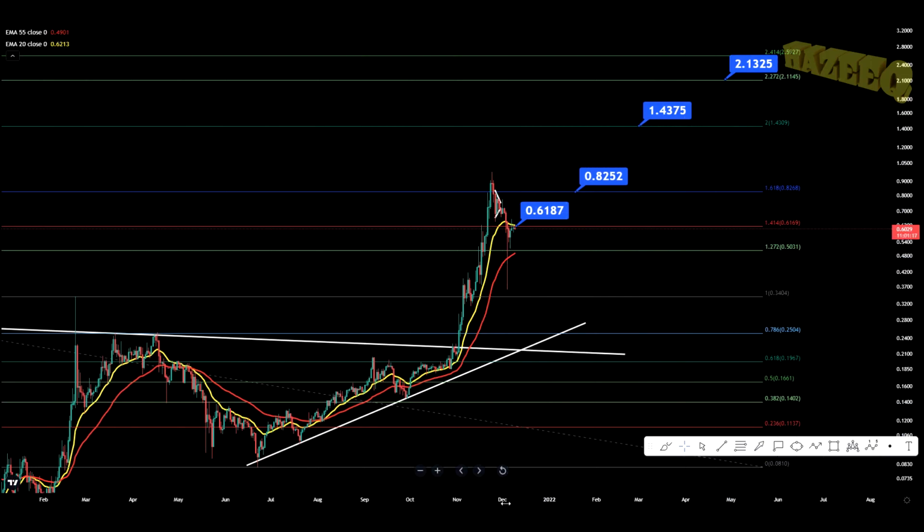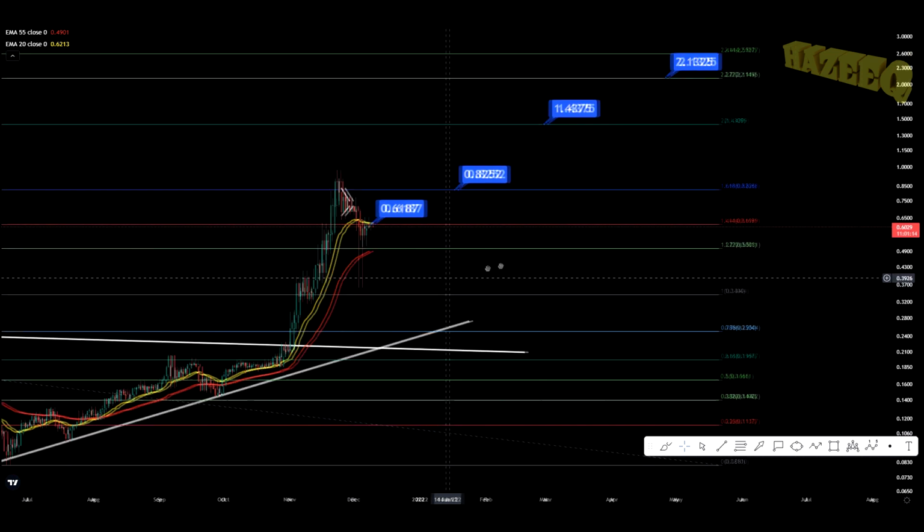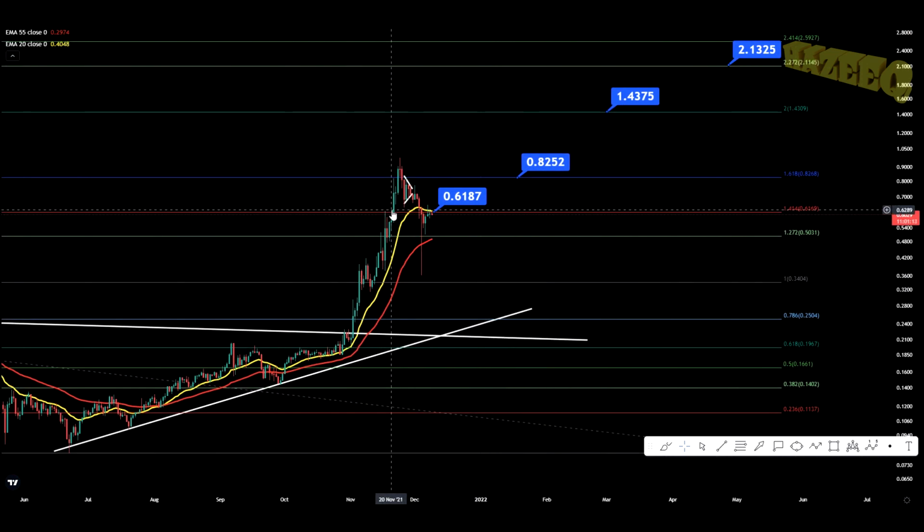Today we're going to be taking a look at crypto.com, ticker CRO against USDT. I do want to say that I'm not a financial advisor. You should do your own research before investing money into crypto.